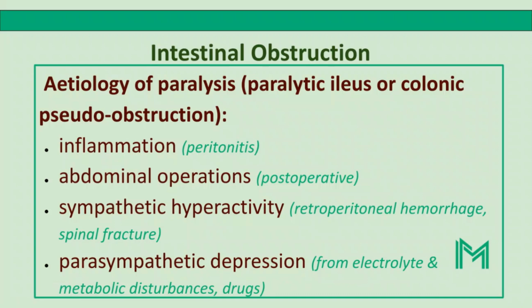Okay, so these are the reasons why you can have a functional paralysis of the intestine, or a functional obstruction which results in an intestinal obstruction. There is no physical barrier, but the motility of the bowel is impaired either through inflammation, abdominal operations, sympathetic hyperactivity, or parasympathetic depression.